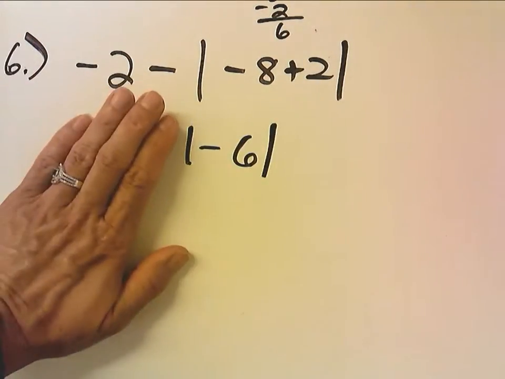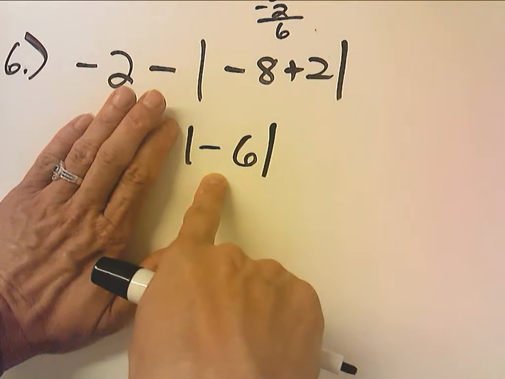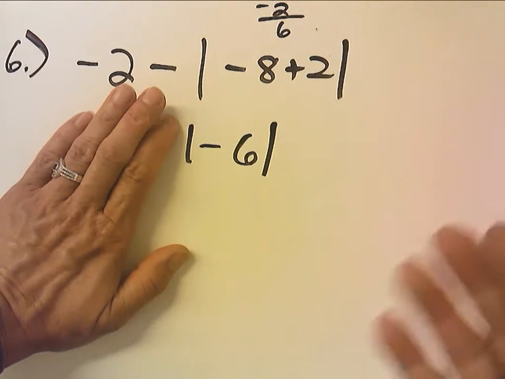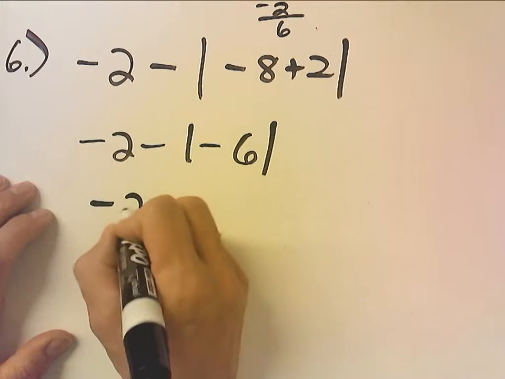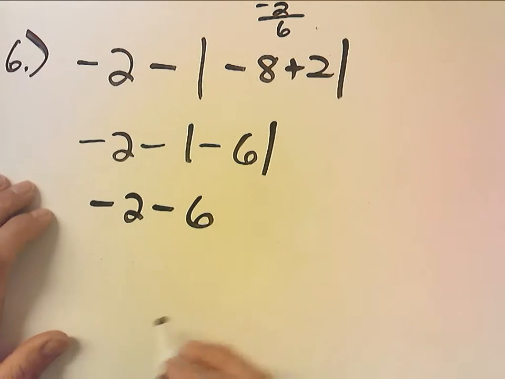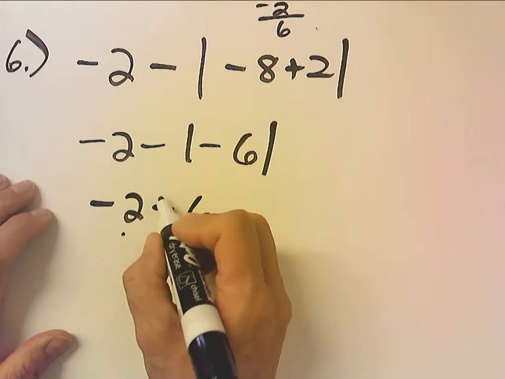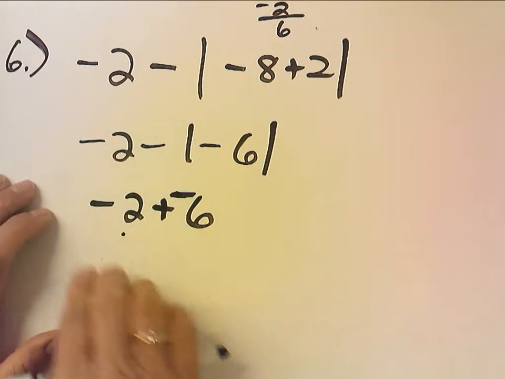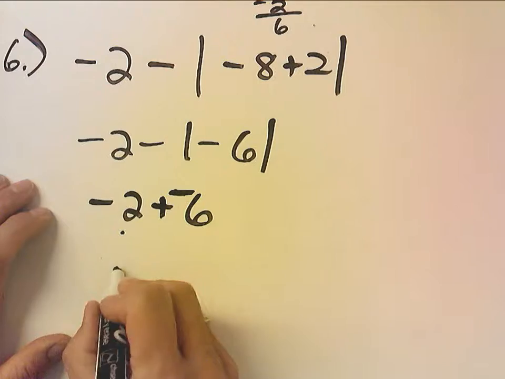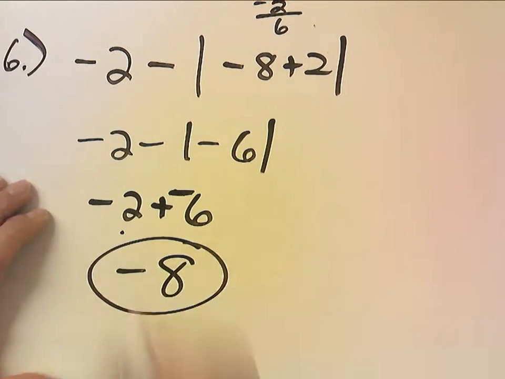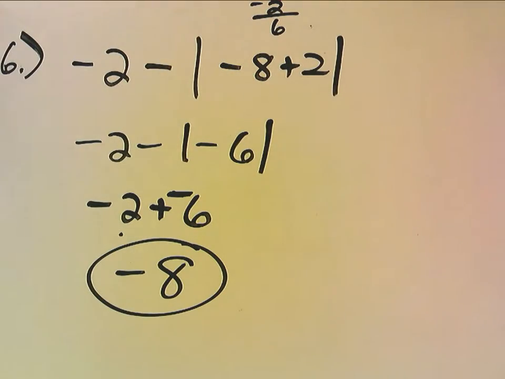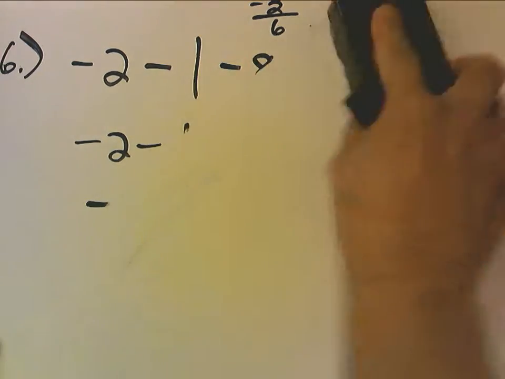I'm still saying stop. What's the absolute value of negative 6? It's 6. So negative 2 minus 6. Now I say leave, change, opposite. What's a negative plus a negative? It is a greater negative. They're on the same team, we just add them together. Okay?